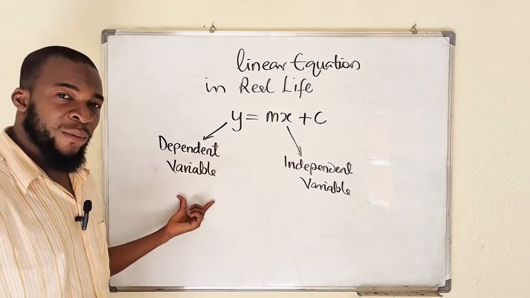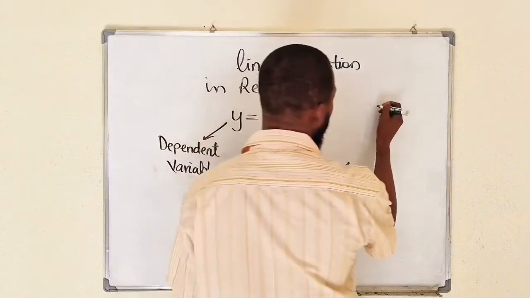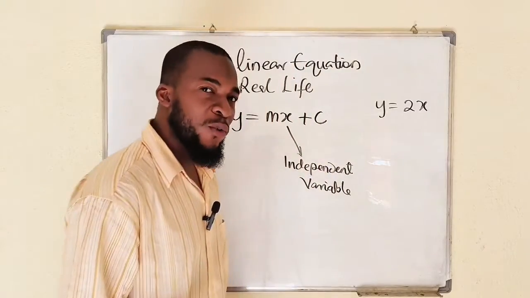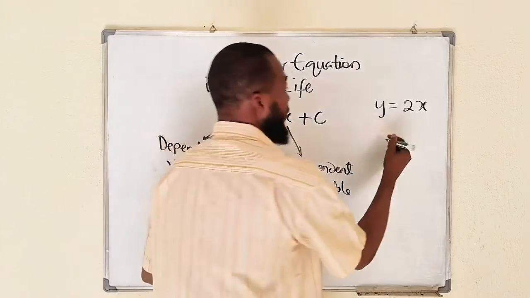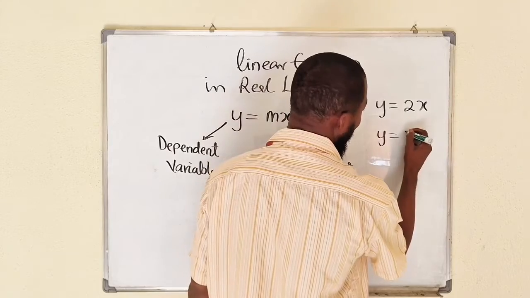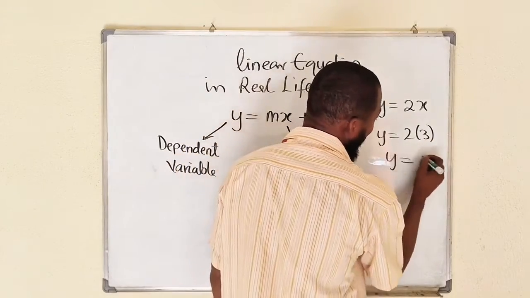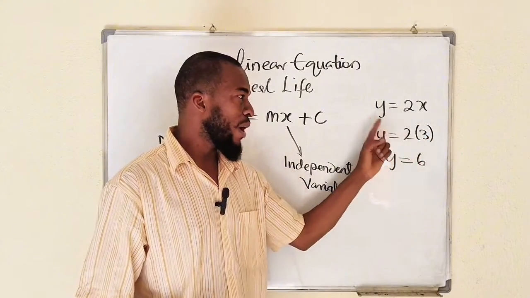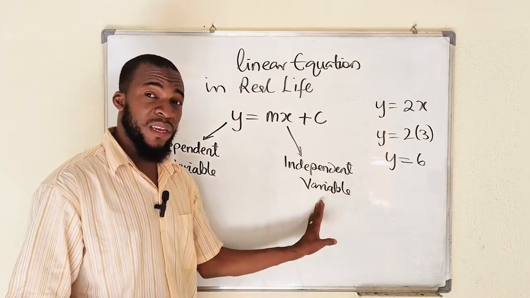This is dependent variable because it depends on the value of x. For instance, if you have an equation y equal to 2x, to determine the value of y, you may insert some values which we call the input. So for instance, if x is equal to 3, you have 2 multiplied by 3, replacing x with 3, and y is now equal to 6. So you can see now, when x is 3, y is 6. So y depends on x. This is why we call it dependent variable, while this is the independent variable.